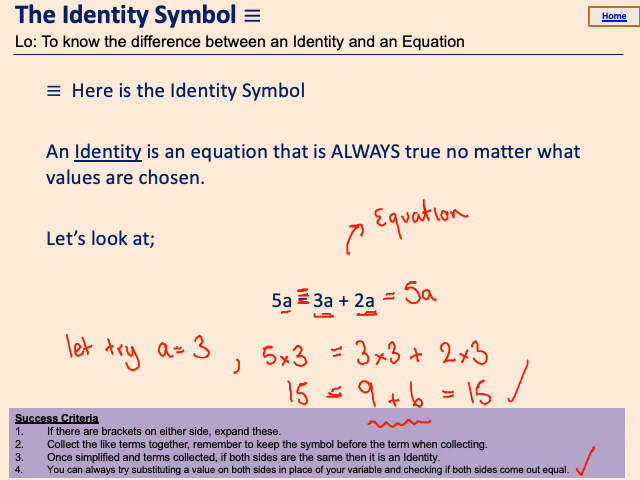And no matter what value you try, you can say, let's try a is equal to 5. Let's try a is equal to 6. No matter what value of a you put into the left hand side and the right hand side, you will always get them both equal. So because this is always true no matter what value of a we have chosen, that means that this here is an identity. So let's have a look at going through some examples.